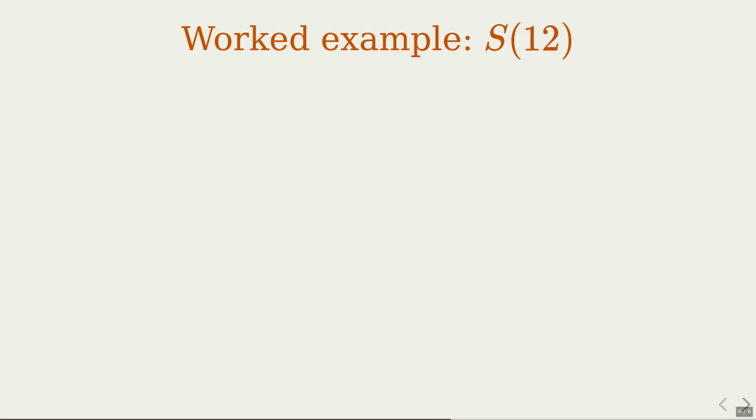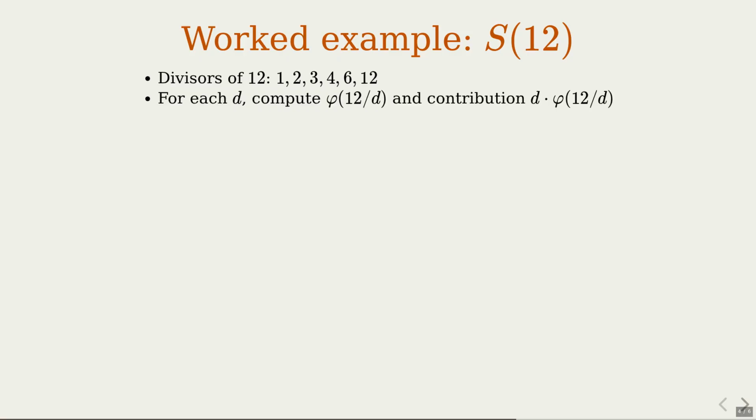Let us test our formula on n equals 12, so we can see the grouping in action with concrete numbers. First list the divisors of 12, since those are the only possible greatest common divisors with 12. Then for each divisor d, we look at numbers whose greatest common divisor with 12 is that d, and they are counted by phi of 12 over d. Right? And each of those numbers contributes d to the sum, so the total from that group is d times phi of 12 over d. Finally, we just add up all those group contributions to find S of 12.